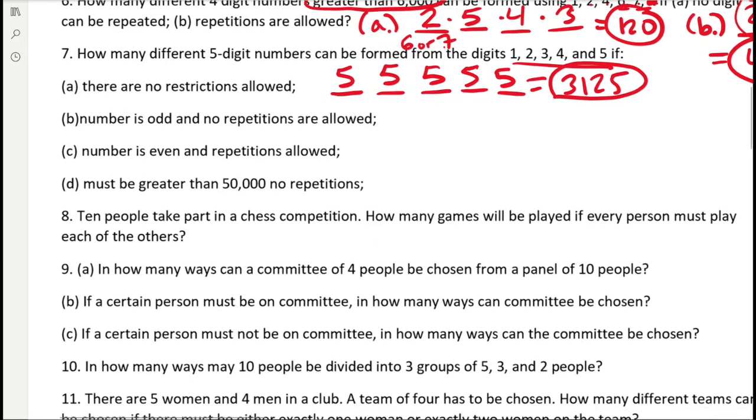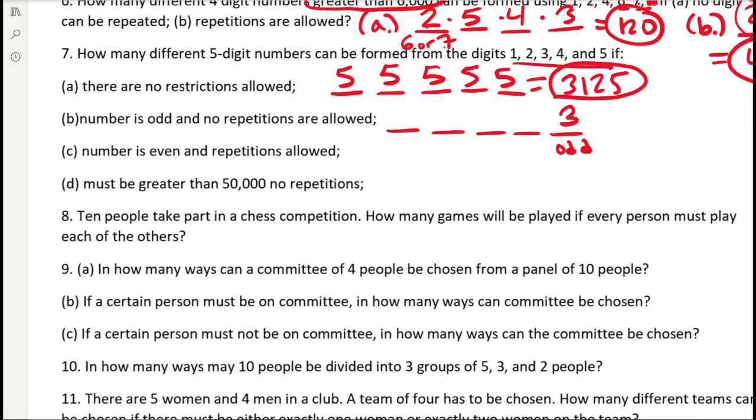Now for part B, the number is odd and no repetitions are allowed. So the number has to be odd, which means the last digit has to be odd. So that means that we have to have 1, 3, or a 5, which means there are only 3 possibilities for that last slot. Now the other numbers can be anything. It doesn't matter what the other numbers are. The only thing that matters for it being odd is the last digit.